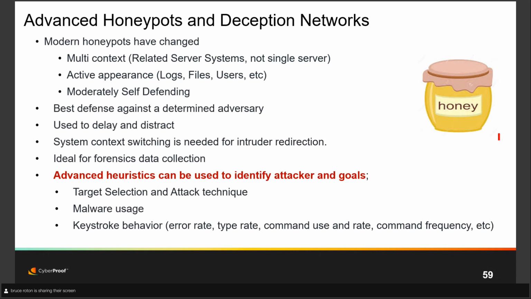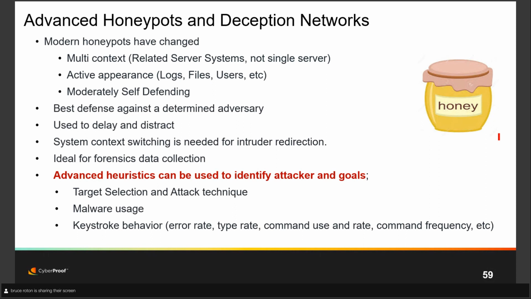They also need to be moderately self-defending. So they need to appear to be active and defending. It's one of the best defenses, though, against a determined adversary, because a determined adversary is eventually going to breach the perimeter, as if there was a perimeter anymore, and be able to find something to attack. This helps draw them in. You can delay and distract them. In some cases, you can even do system context switching. So if you see an intruder attacking a live system, redirect them to the honeypot and switch the context of that live system into the honeypot. That way they think they're still on that same live system, and you can learn a lot about their techniques and tools. It's great for forensics as well.